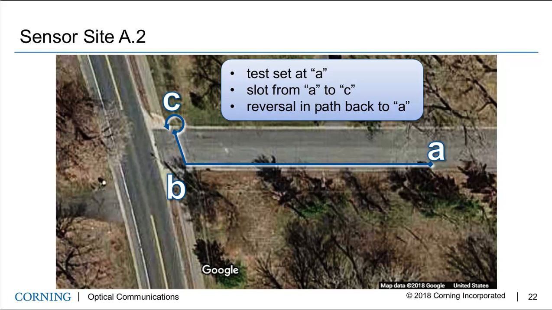And so we can move on to sensor site A2. In this case, our test set was at A. The cable ran along the slot to B, turned the corner, went across the road to point C, reversed itself, and then followed the same path to B and then back to A. So in this case, we had one sensor cable in the slot, but it traced its path forwards and backwards.